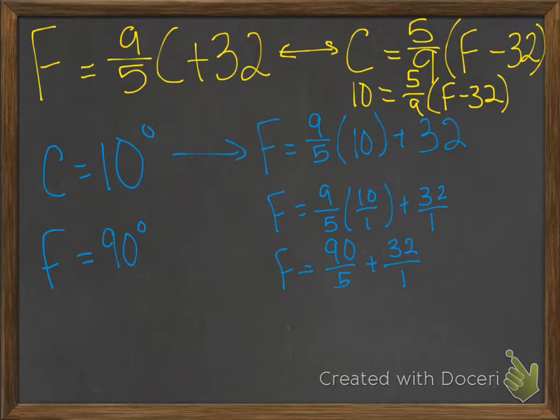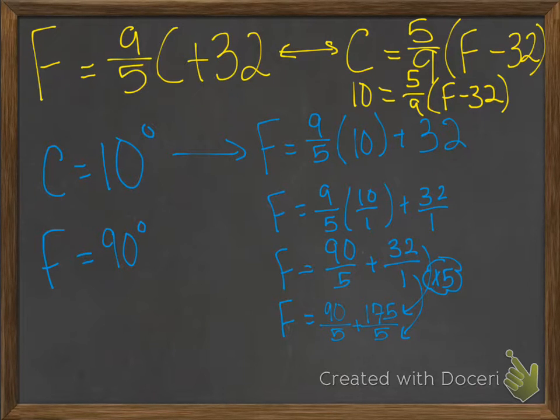Now, some of you may have forgotten, when you add or subtract fractions, you need to have common denominators. So I see my 90 over 5 has a denominator of 5, and then the 32 over 1 has a denominator of 1. It's much easier to scale up than to scale down, I think. So what I'm going to do is turn that into 90 over 5 plus 160 over 5. And how did I do that? I did 32 times 5 and 1 times 5 to get 160 over 5. So then I have common denominators of 5. Now it's just a simple addition problem of fractions.